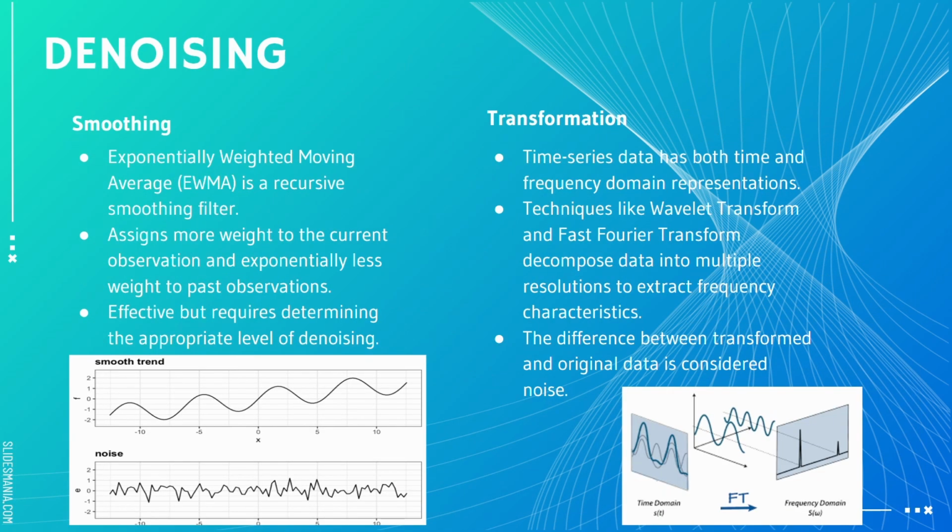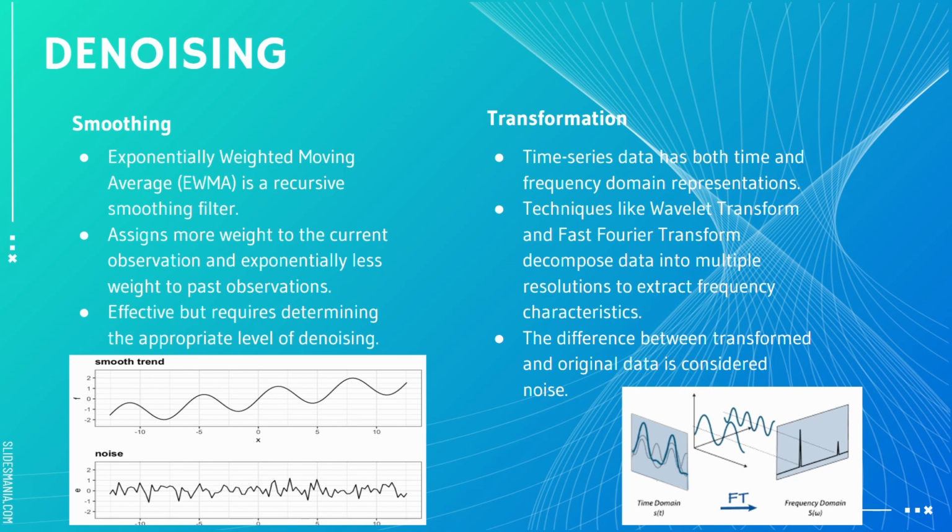Another property which we should be discussing is denoising. So, as we discussed before, noise is often induced by sensors and it can degrade anomaly detection. So we use various techniques, and one of them is smoothing, where the exponentially weighted moving average is a recursive smoothing filter which is used. It's effective, but it requires determining the appropriate level of denoising.